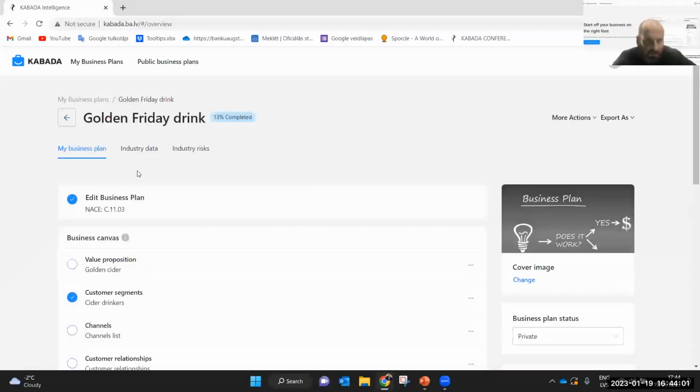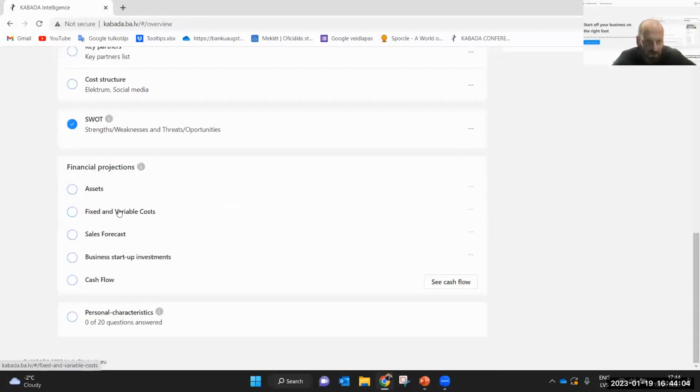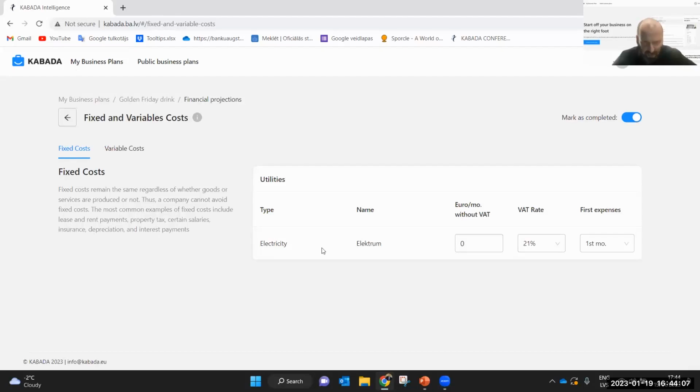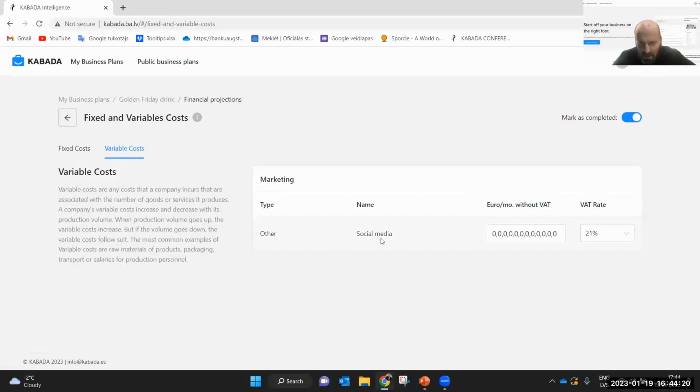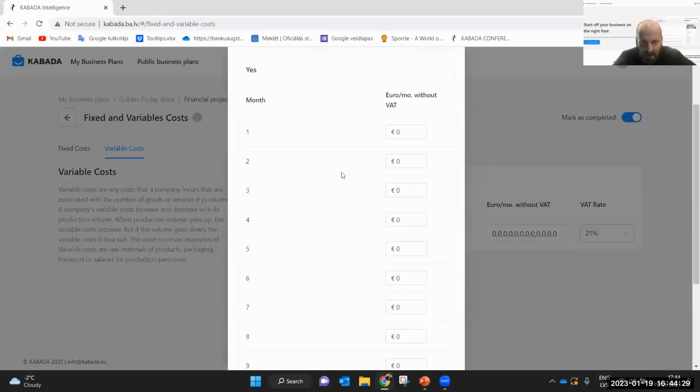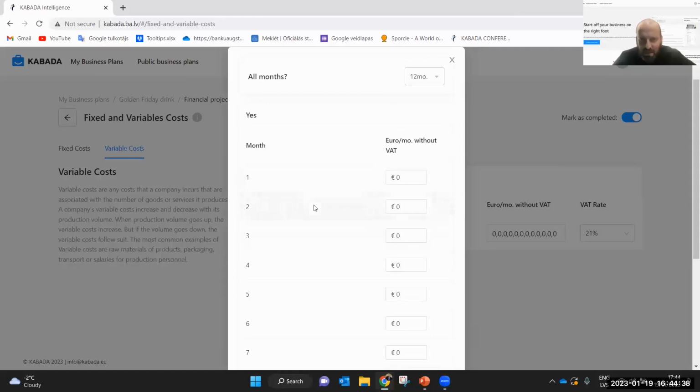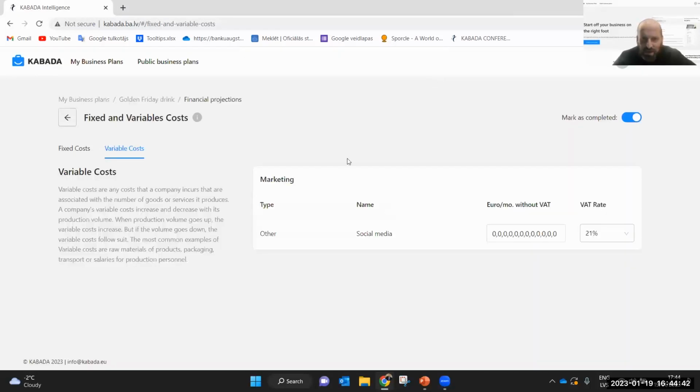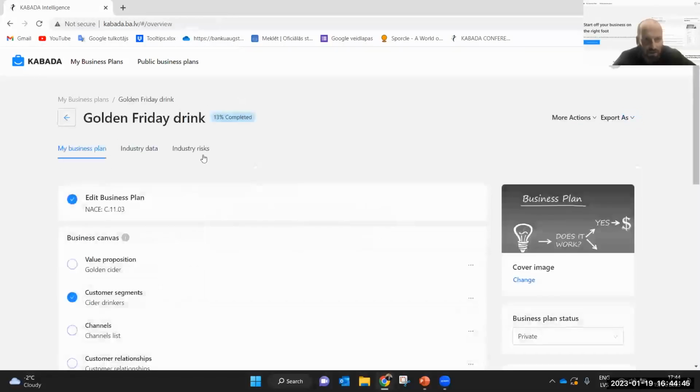Then in the same way, you work with fixed and variable costs. Under the fixed cost, we already have this electricity that we specified. So now you have to say how much it will be for months. And then you can go also to variable costs, where you see social media, which we said can be some variable costs from time to time. We will have some ads maybe in social media. Then you specify here by months, saying that, okay, in the second month and maybe in the fifth month, the sixth month and the ninth month, we will have some ads. So for that, we will have to spend some money and you specify how much. And again, the system saves all that information here.